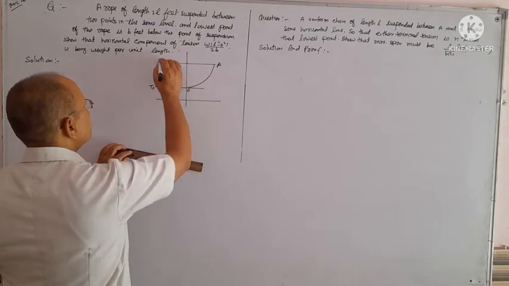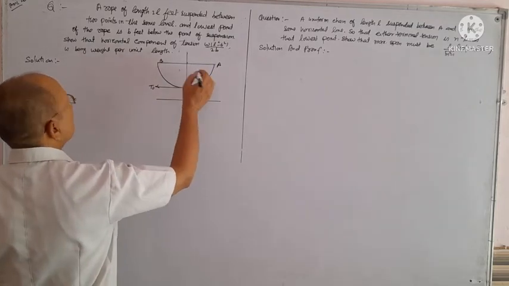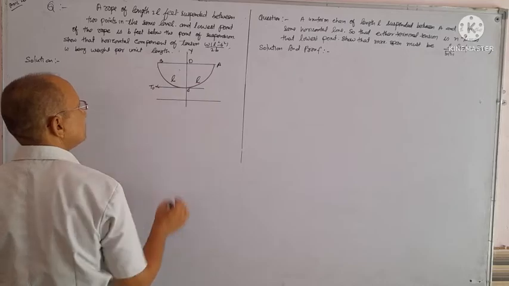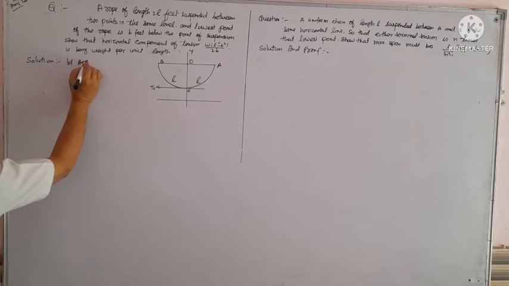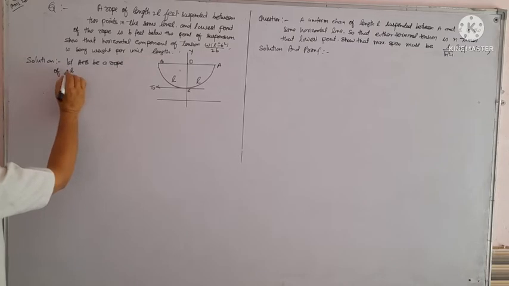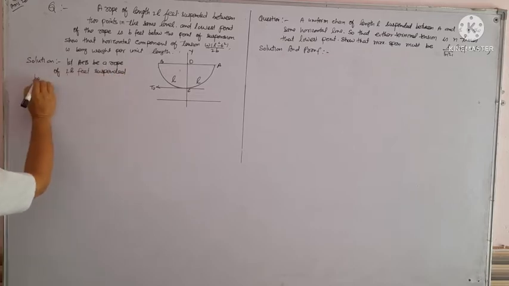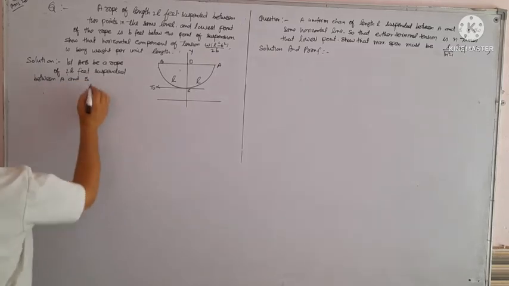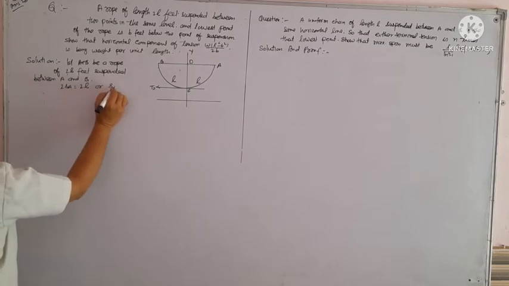ACB is a rope of length 12 feet. Let ACB be a rope of 12 feet suspended between A and B. So S equals 12, or S equals L.